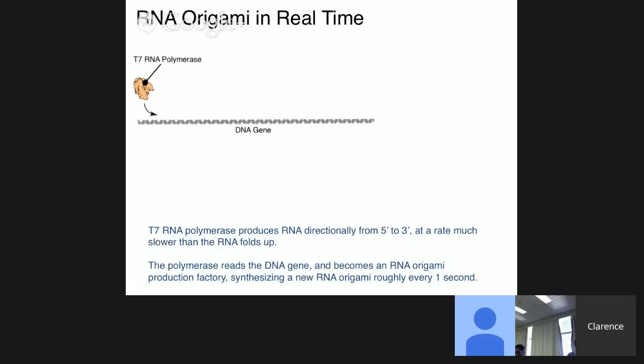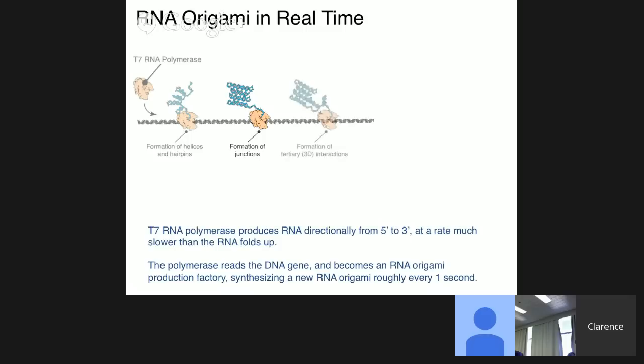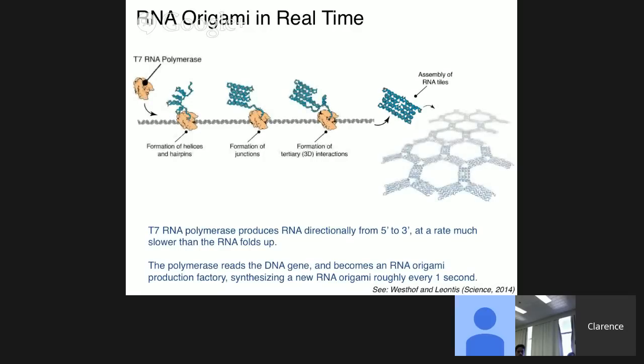So let's go to the next part, which is the vision of how we really want RNA origami to work, and we want to be able to produce it in real time. And that means that we have a polymerase here marked out, and it's going to come and bind onto the gene. And once it starts binding and making RNA, the RNA folds up into little tiny structures as it goes along. And the idea is that hierarchically, it makes some helices and hairpins, and it makes some junctions, and then it makes some tertiary interactions, and all of this stuff happens in an ordered fashion, idealistically, and resulting in a perfectly folded structure at the end, which then can go about its business and do its function.